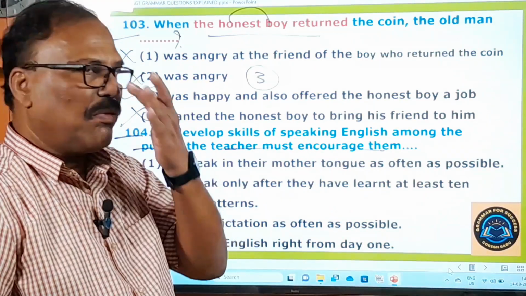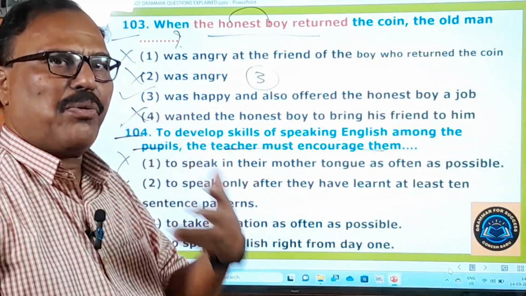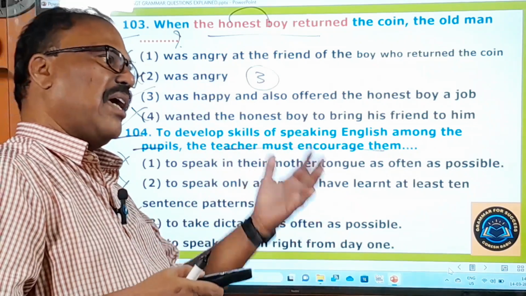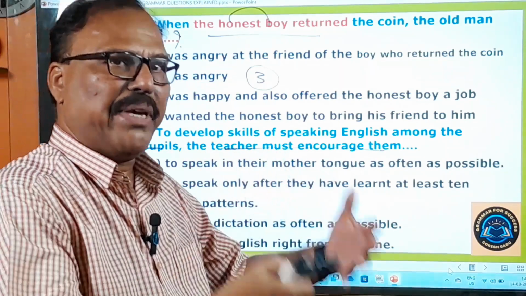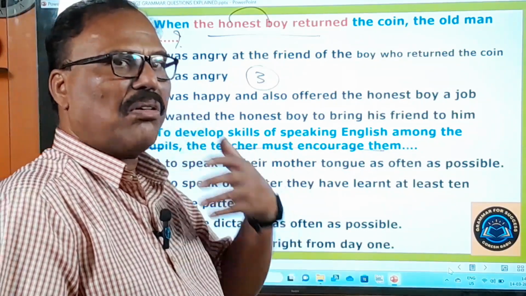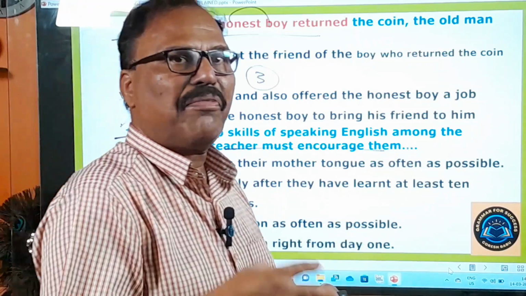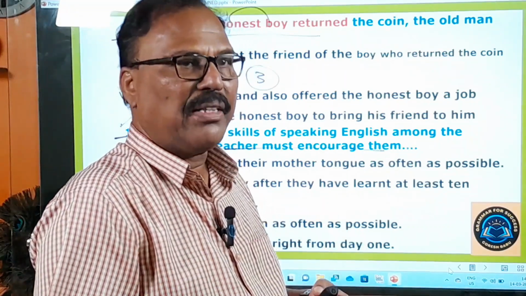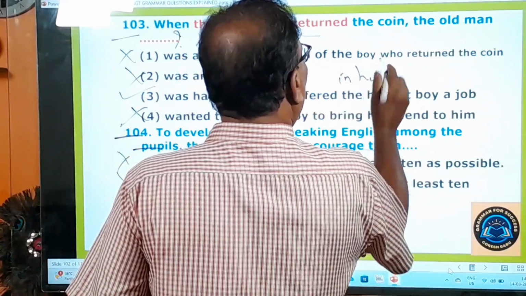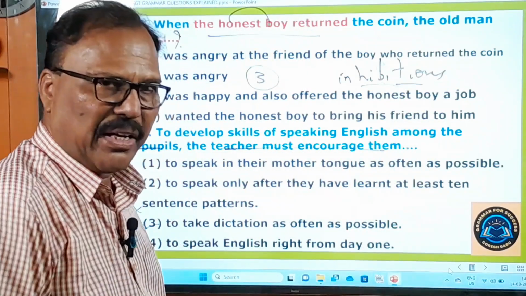So to improve the spoken English skills, you must try to speak only in the English language right from the day one. Whether it is right or wrong, you keep on speaking and speaking, and automatically you learn something. You start speaking something meaningful, and first of all you lose your fear and shyness. That is very important. They are called inhibitions. These are called shyness and fear.